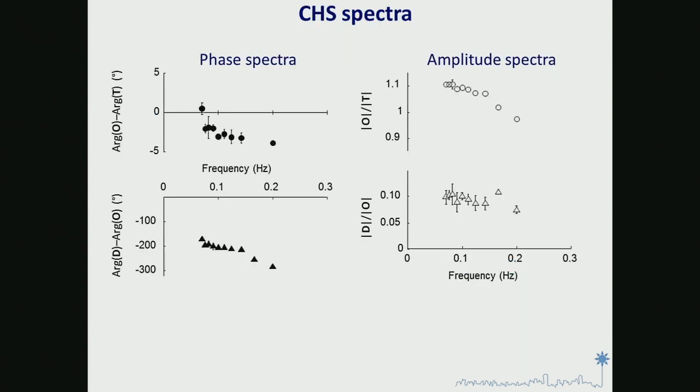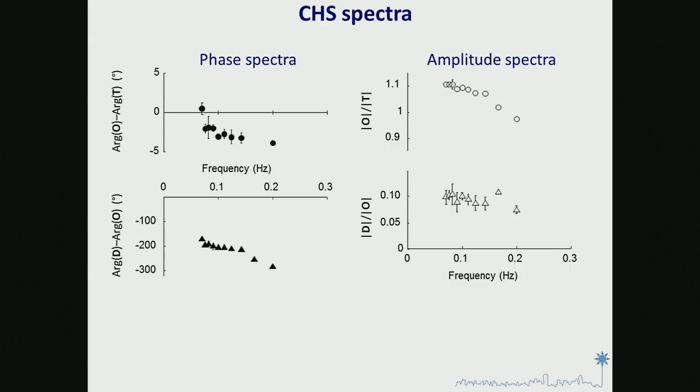So once we perform these measurements of amplitude and phase of hemodynamic oscillations at these induced frequencies, we obtain spectra, which we call CHS spectra, of phase. These are phase difference between oxy and total, or between deoxy and oxy, or amplitude spectra, amplitude ratios between oxy and total, or between deoxy and oxy. And as I was saying before, these spectra are model independent. Those are just observables that can be related to physiological or pathological conditions.